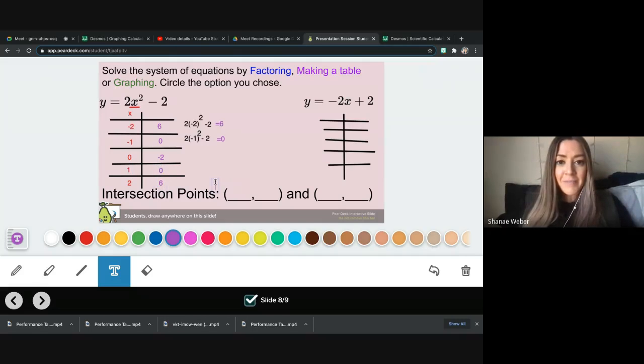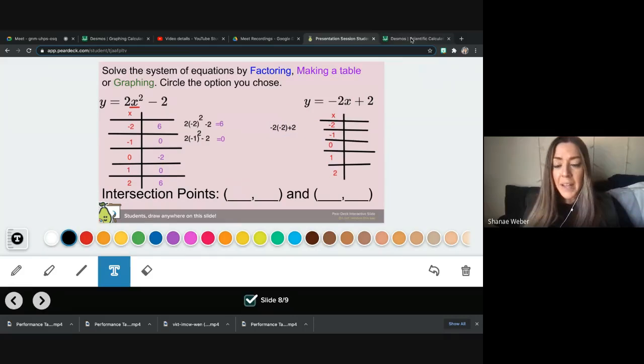So there's my equation here. Now I'm going to do the same thing for this equation over here. It's a different one, but I'm still going to plug in all my same x values. So I'm going to start with -2, -1, 0, 1, and 2. But I'm just going to plug it into this equation instead. So we're going to have -2x plus 2. So -2, but instead of x, I'm going to plug in -2, and then plus 2.